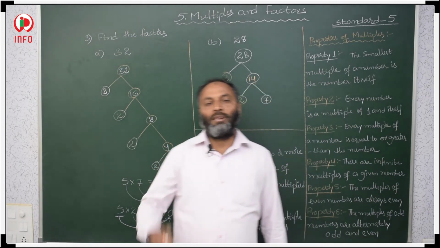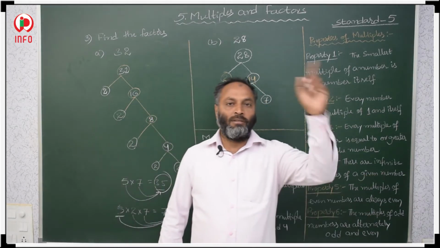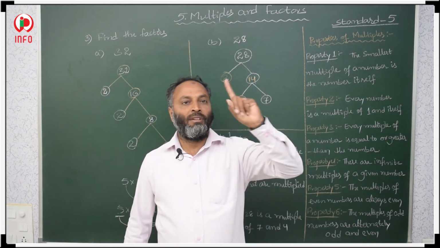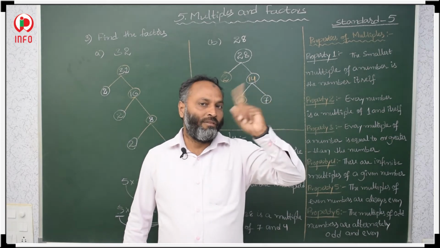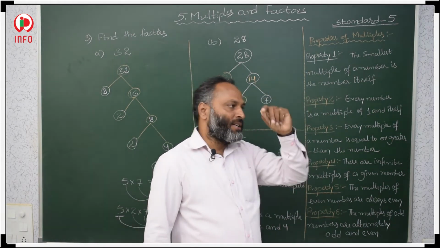Suppose I say 5 multiples. Then 5 ones are 5. You start from 1. If you multiply with 5, 5 ones are 5, you will get 5 only. So the first, smallest multiple is the number itself.